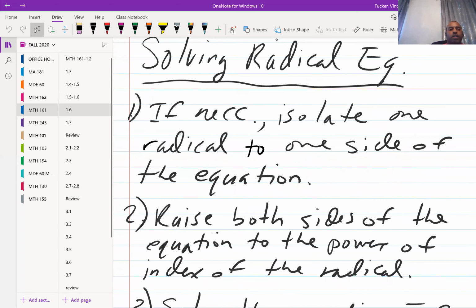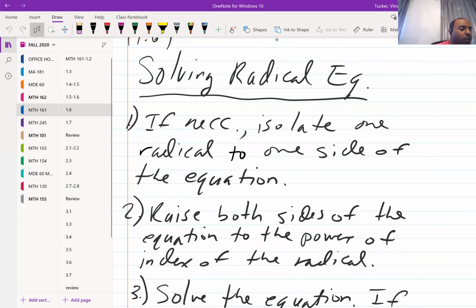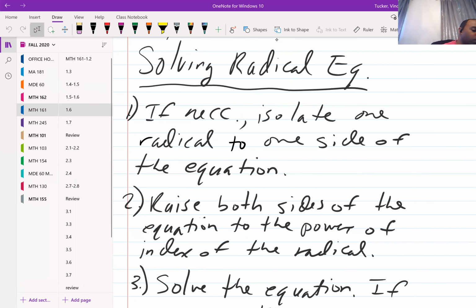So next in this section is solving radical equations. So it says, if necessary, isolate one radical to one side of the equation. Step 2, raise both sides of the equation to the power of the index of the radical. So we're going to put numbers on this and make sure it makes sense. But just looking at the steps first. I'll give you a chance to write down 1 or 2 before we go to the next one.